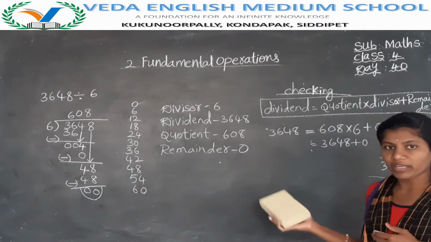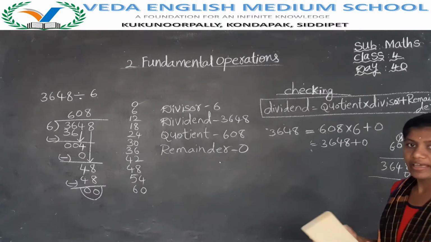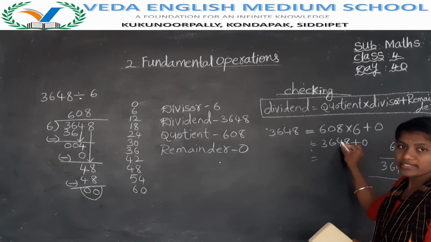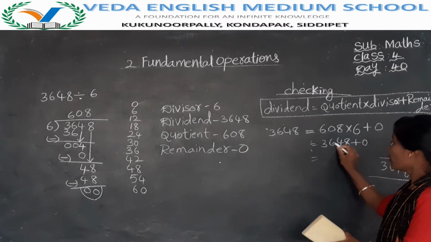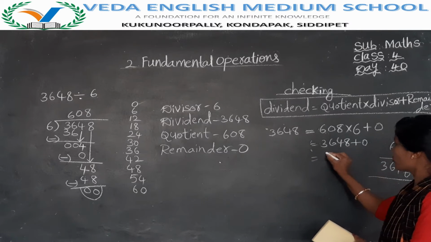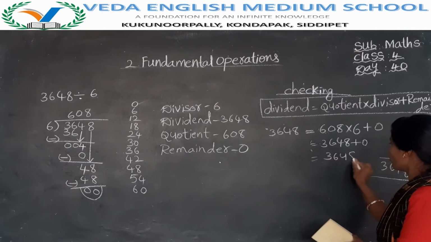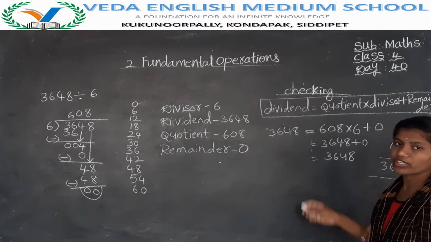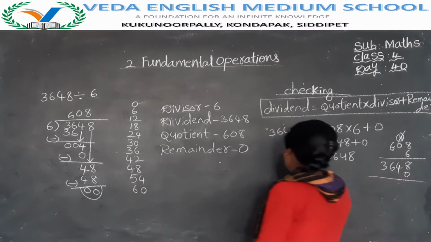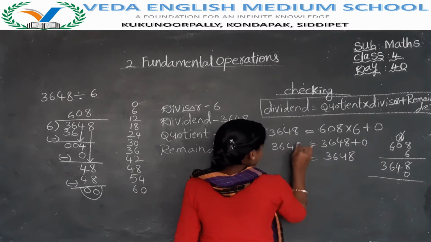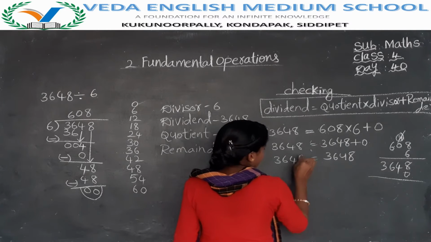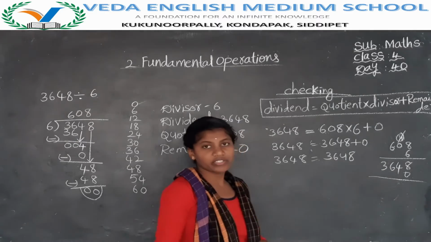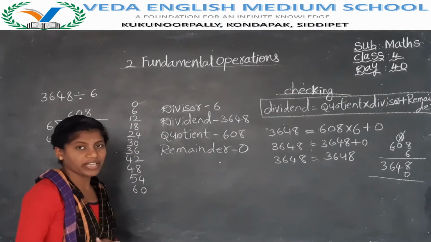If you add 0 to any number or any number to 0, what is your answer? Answer is the number itself. So 3648 plus 0 is 3648. Now 3648 is equal to 3648. Now division has completed. Division is correct. Both are same. So our division has completed and our division is correct.